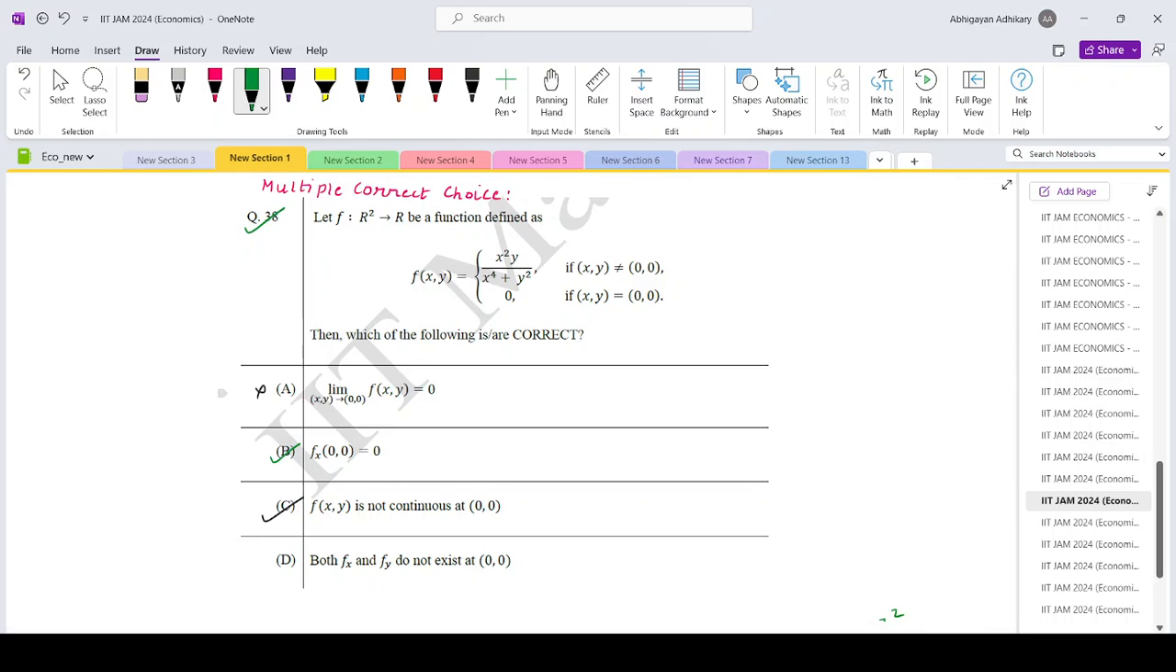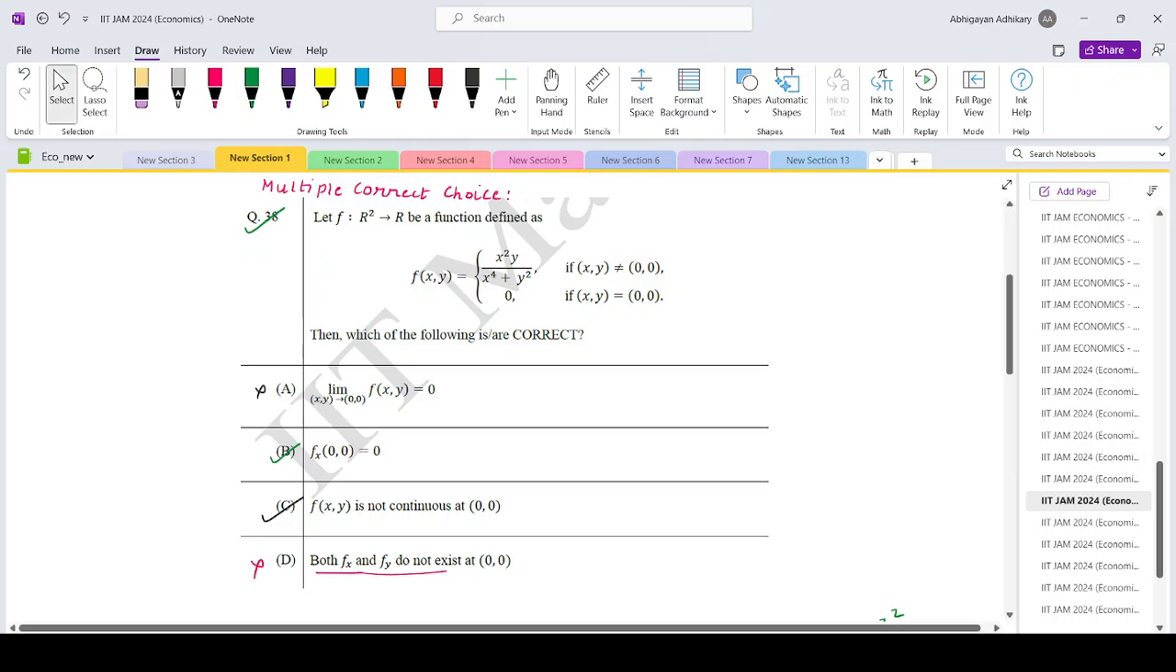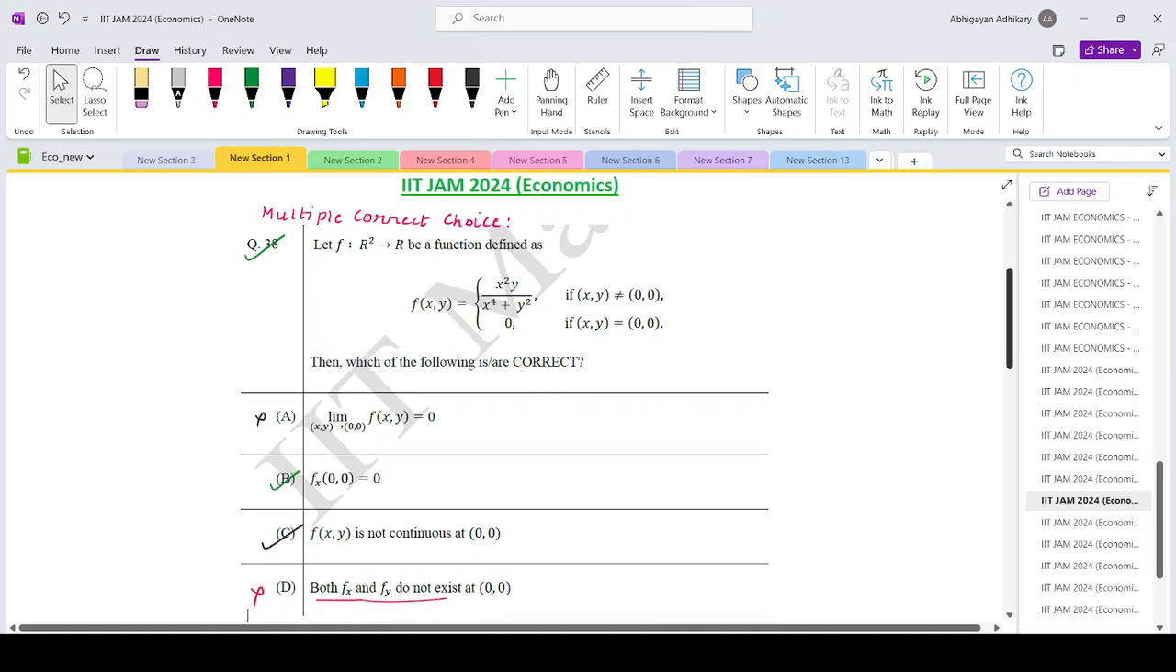And the moment you see that option B is correct, option D is automatically incorrect, because it says that both fx and fy do not exist. But you just proved for option B that fx at (0, 0) not only exists but is equal to 0. So option D is automatically incorrect. So for this question, there are two correct options, option B and option C. Thank you.